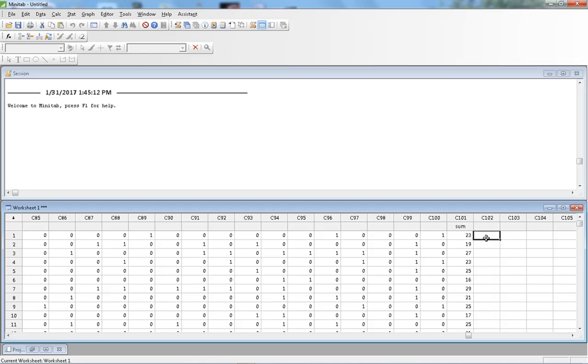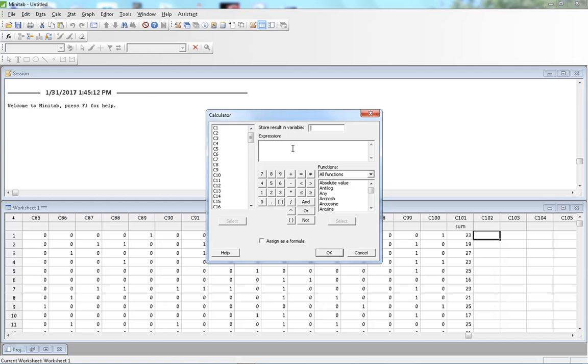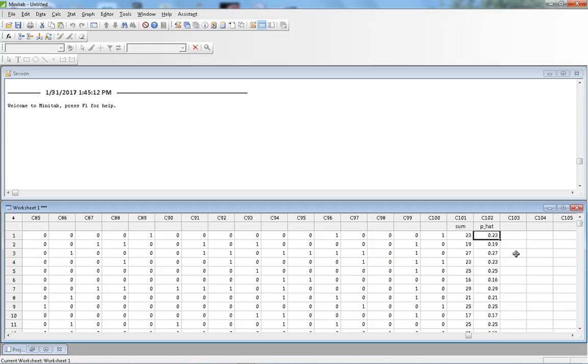To get the statistic, the sample proportion, p hat, I use the calculator and simply find the number of successes in the sum column divided by 100. Now the p hat column has 100,000 values of the sample proportion. This is an approximation of the true mathematical outcome, but let's create a histogram.